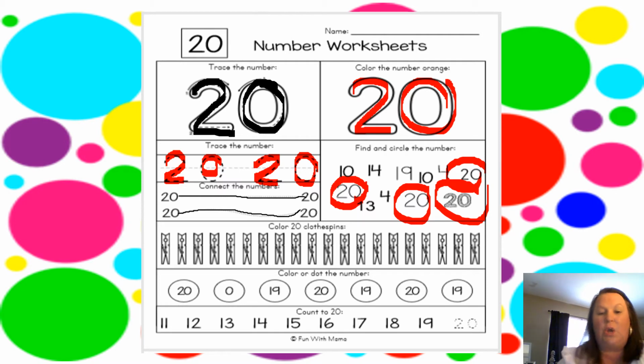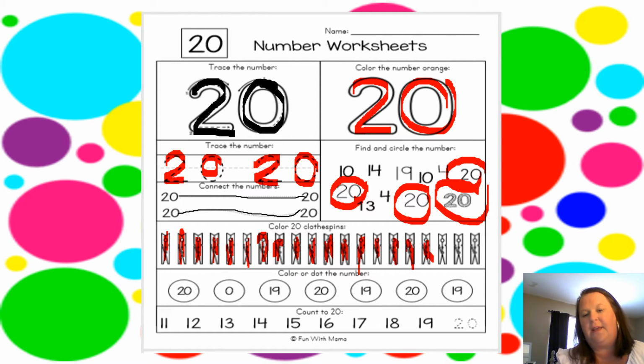Now we want to color 20 clothespins. So we're going to do 1, 2, 3, 4, 5, 6, 7, 8, 9, 10, 11, 12, 13, 14, 15, 16, 17, 18, 19, and 20. Okay, we're going to color in the circles that have a 20 on them. Fill those in.